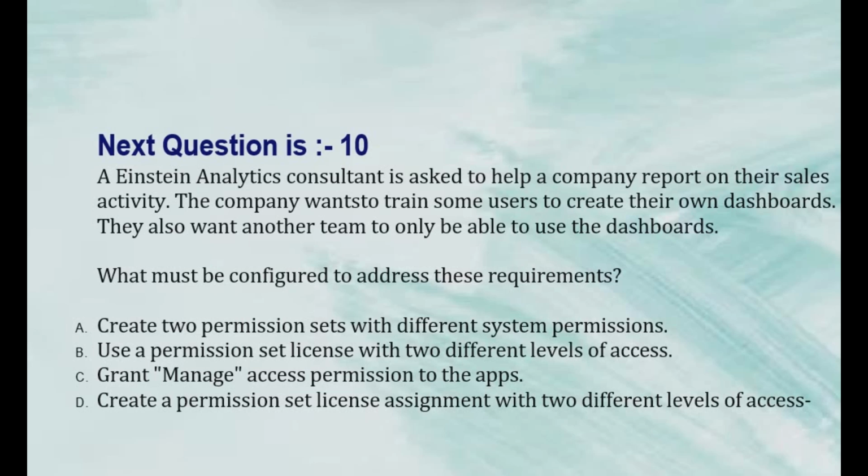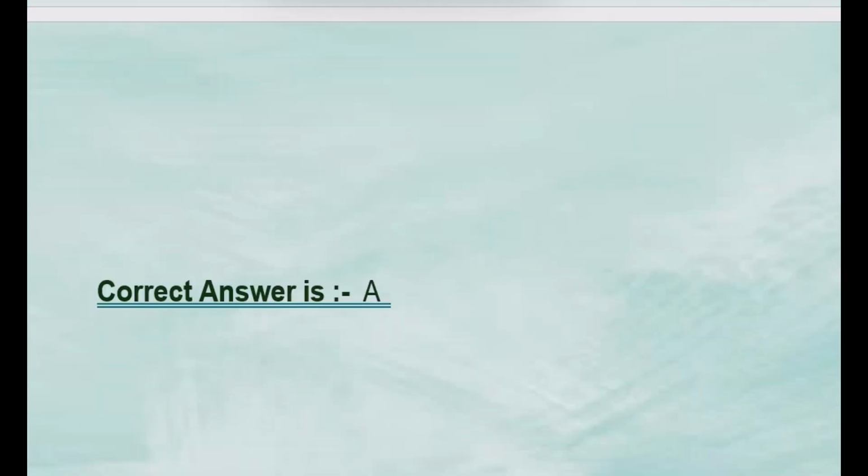Option A, create two permission sets with different system permissions. Option B, use a permission set license with two different levels of access. Option C, grant manage access permissions to the apps. Option D, create a permission set license assignment with two different levels of access. Correct answer is option A.